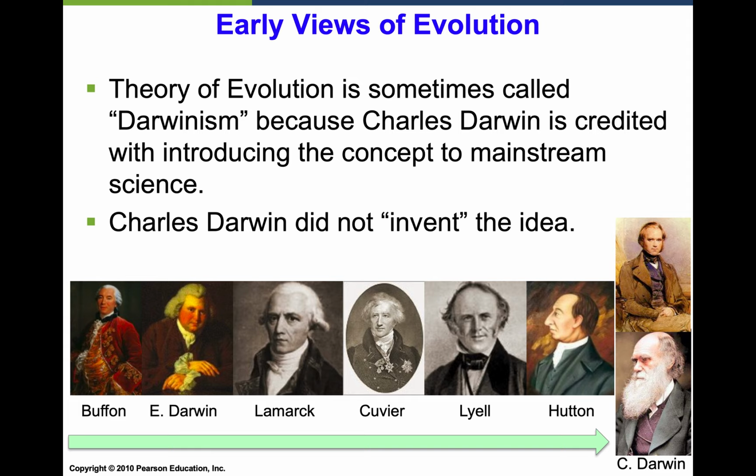Here's some of the early views of evolution. The theory of evolution is sometimes called Darwinianism, because Darwin is the one credited with coming up with the idea and introducing evolution into the mainstream. But Charles Darwin did not invent the idea. There were many, many scientists before him, including Charles Darwin's own grandfather, who had ideas about evolution, but just didn't package it all together and put it forward into a mainstream idea for science to then test and turn into a theory. So that's why Darwin gets credited with it, but there were many, many others before him and at his same time that helped him develop the idea.